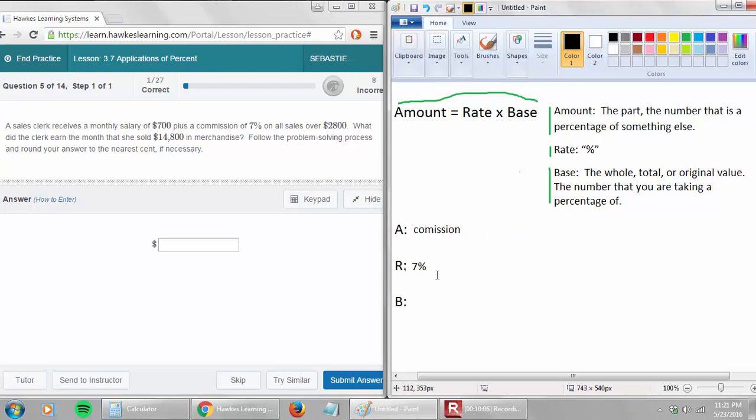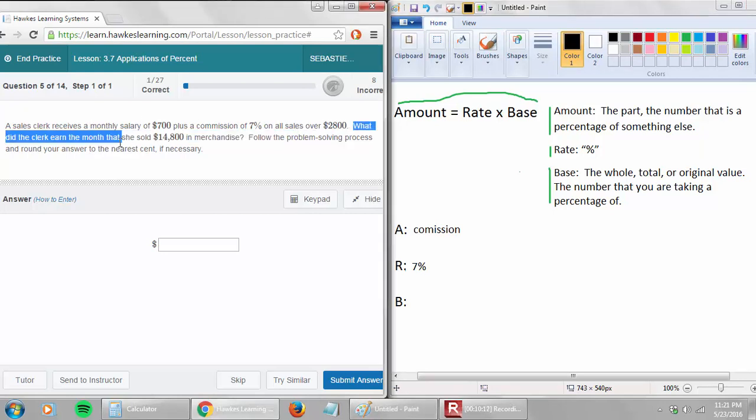But let's be careful, because the thing that they're asking me for, and I'll bring this up again when we get to it, is what did the sales clerk earn? Well, she didn't just earn her commission. She earned $700 as a salary plus her commission. So I'm going to have to pay attention to that at the very end.